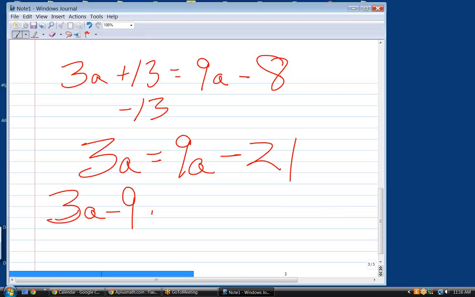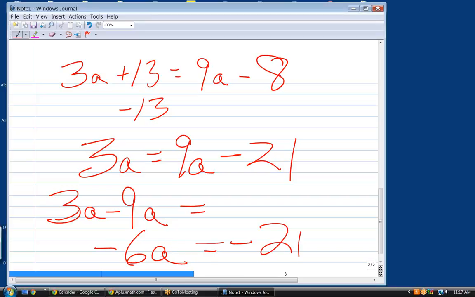That would be 6a, right? When you subtract a bigger number from a smaller number, your answer is always going to be negative. Minus 6a equals minus 21. And finally, the last step: divide each side by minus 6. Remember, we're trying to isolate the a.